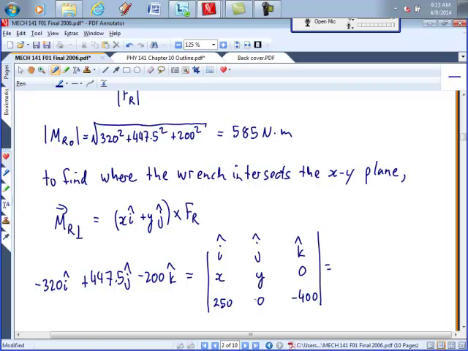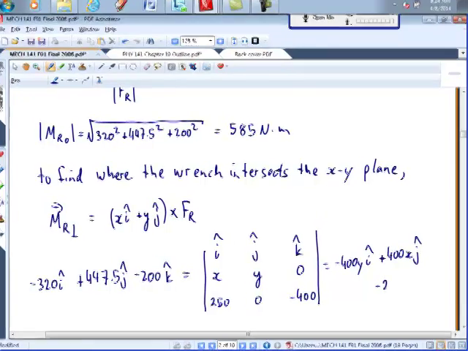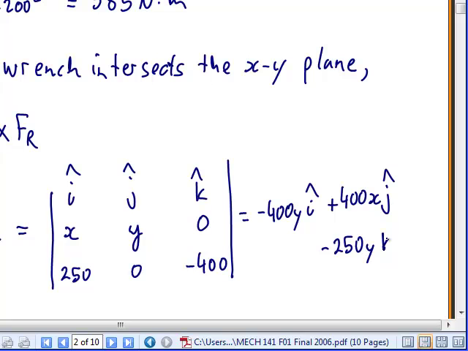If we simplify this, we're going to have negative 400y times I hat plus 400x j hat and then minus 250y k hat. How are we going to solve it? I got 3 equations with 2 unknowns. So we're going to solve the first 2 and use the last one as a check.